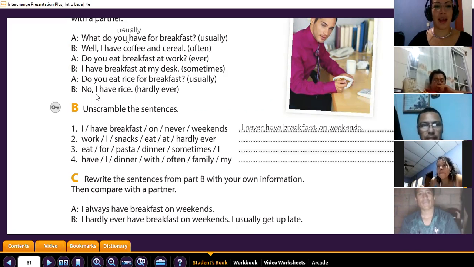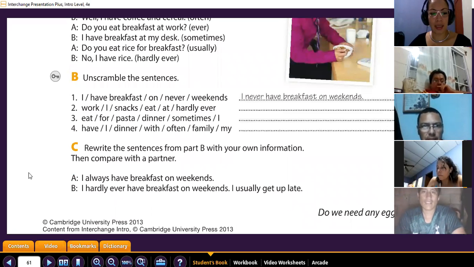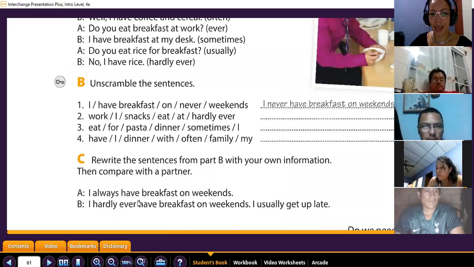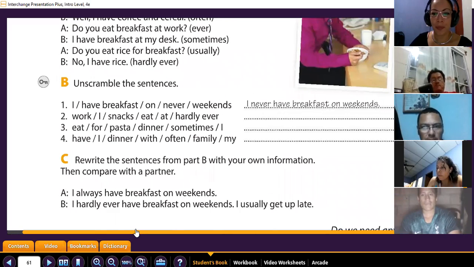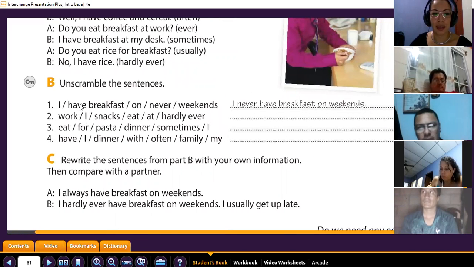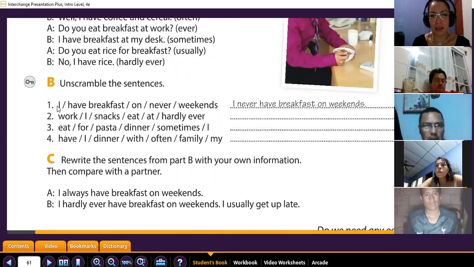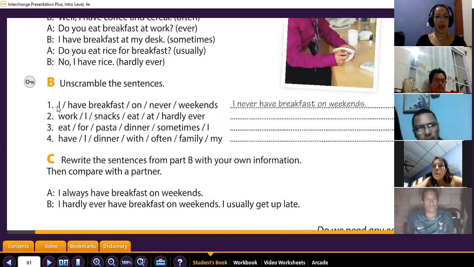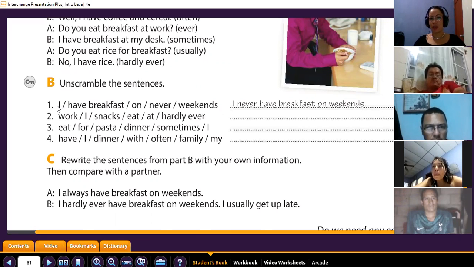So, let's unscramble these sentences. Vamos a desenredar estas oraciones y ponerlas en orden. Tenemos unos set de palabras, tenemos que ordenarlas siguiendo la estructura. I have breakfast on never weekends. La oración nos quedó, I never have breakfast on weekends. Vamos a hacer lo demás con las siguientes.